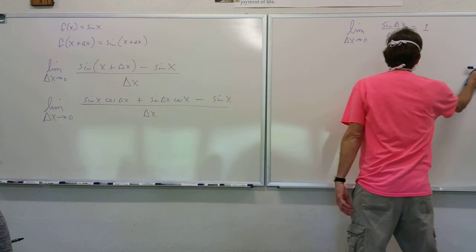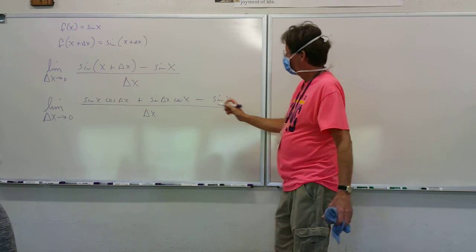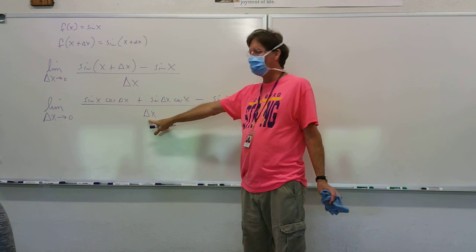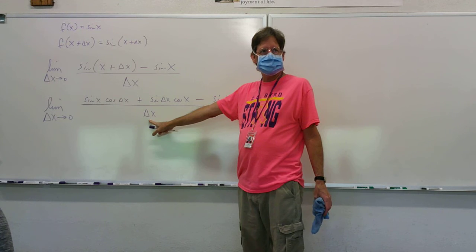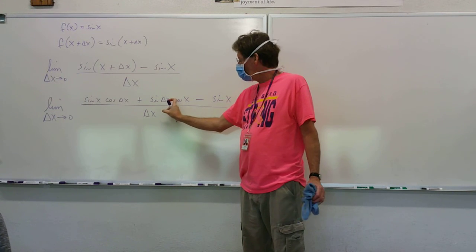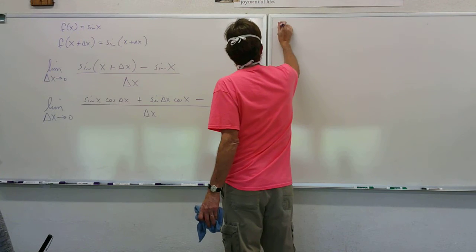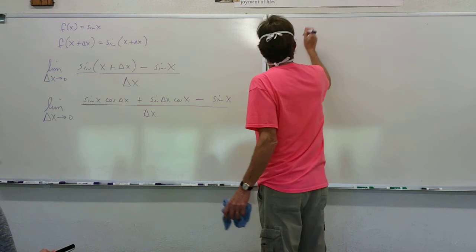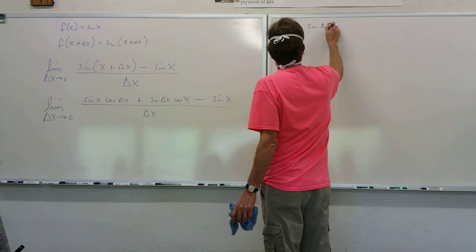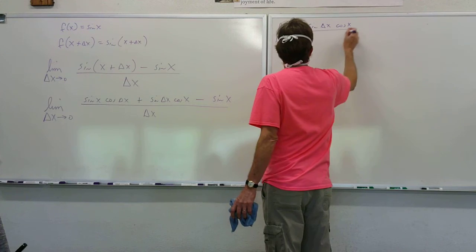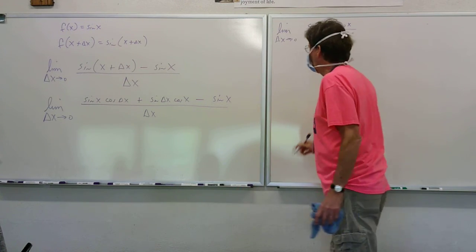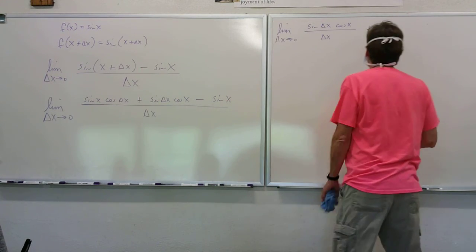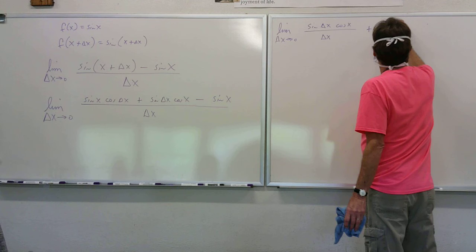Okay, I'm going to pull one of them out by itself. Check that out right there. Look at that. Sine delta x over what? Delta x. Isn't that cool? We're going to pull it out all by its little lonesome. The limit as delta x approaches 0 of sine delta x cosine x over delta x plus, and then we're going to put all this other stuff out here. This one and this one are just going to stick out here on the end. We're going to do it separate.